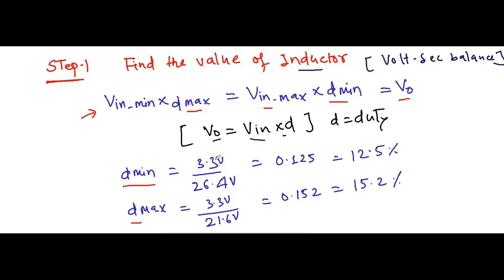D min equals 3.3 volt divided by 26.4 volt, which comes to 0.125, and D max is 3.3 volt divided by 21.6 volt, which comes to 0.152. So your duty cycle is about 12%. That means your on time is minimum 12% and maximum 15%. That is how we calculate the duty cycle in the case of the buck converter.